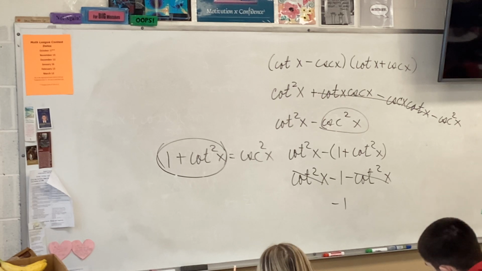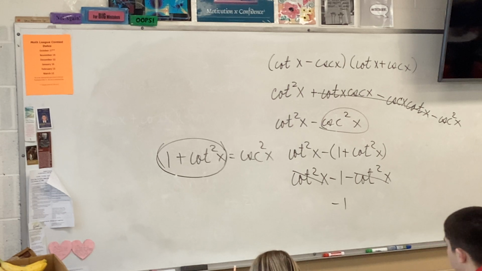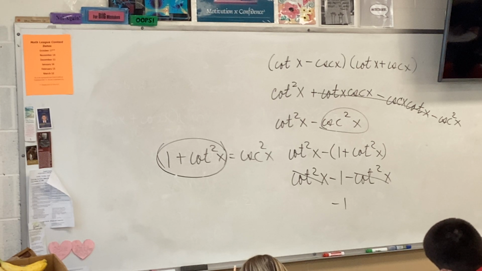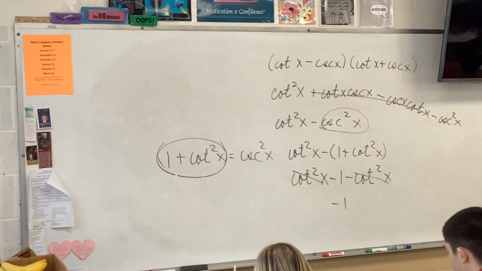All right, tangent. A couple of different definitions. What's one definition for tangent? Sine over cosine. What's another definition for tangent from before, from your orange sheet? Opposite over adjacent. And there's a third one, y over x. Those are all definitions of tangent.